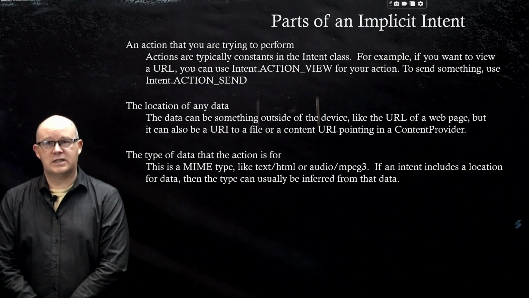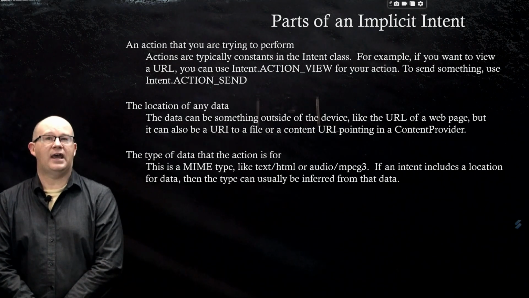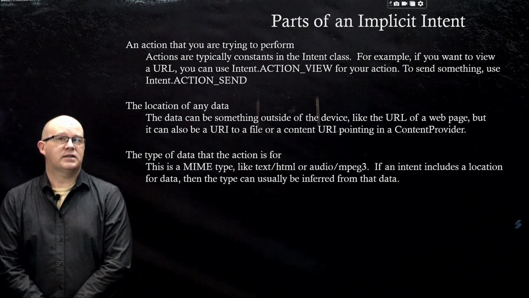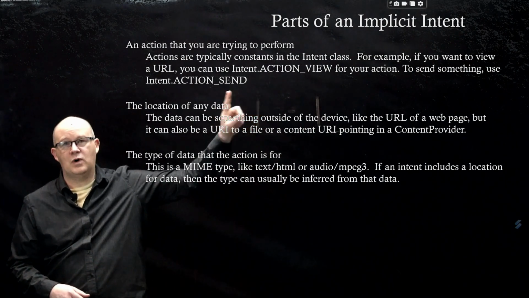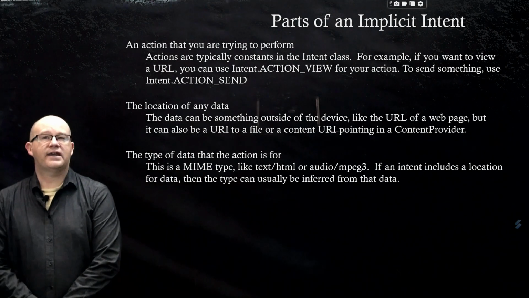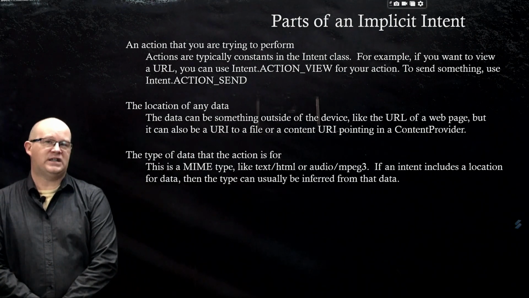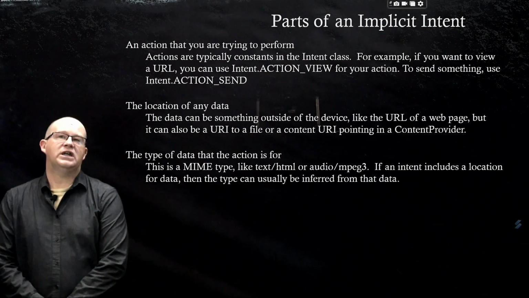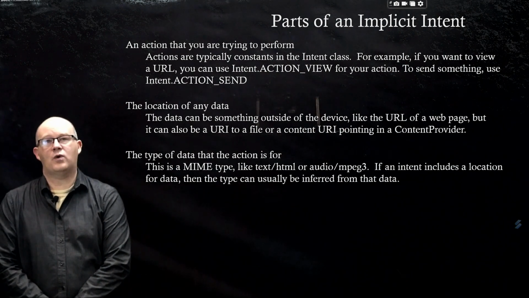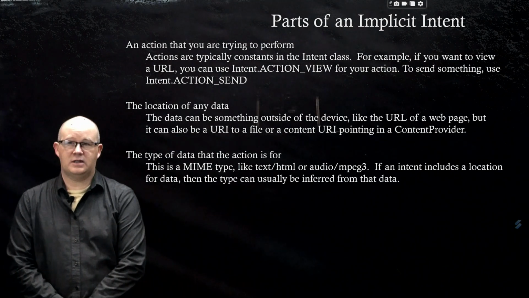Part 1 of an implicit intent is the action you intend to perform. This basically is a constant such as action view or action send. The second part is the location of the data. It could be a URL of a web page, but it could also be a URI to a file or a content URI pointing to a content provider.